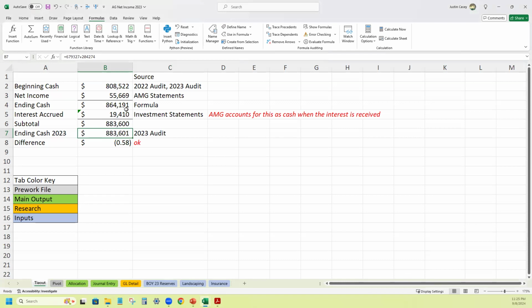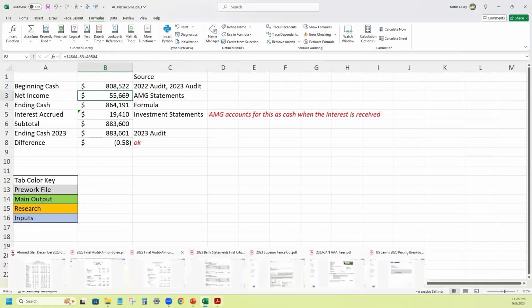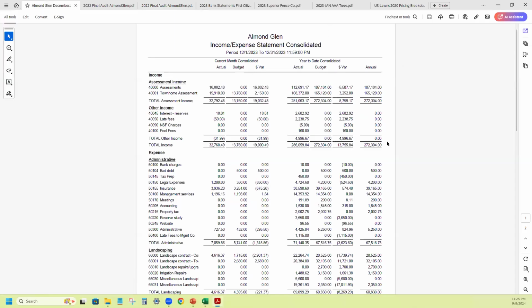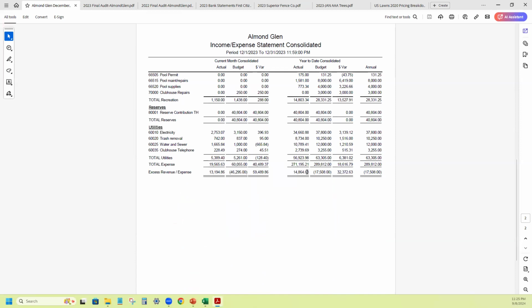So we just took those numbers from the 23 audit, and then we try to back into what's in between. The net income for the AMG statements, and by net income I really mean cash fluctuation, right, because it's on a cash basis. As we flip to this 7-column report, this is what the board gets each month. Go to the 4th column in, and it gets you year-to-date actuals. So from the 12/31/2023 statement, year-to-date actual is end of year.